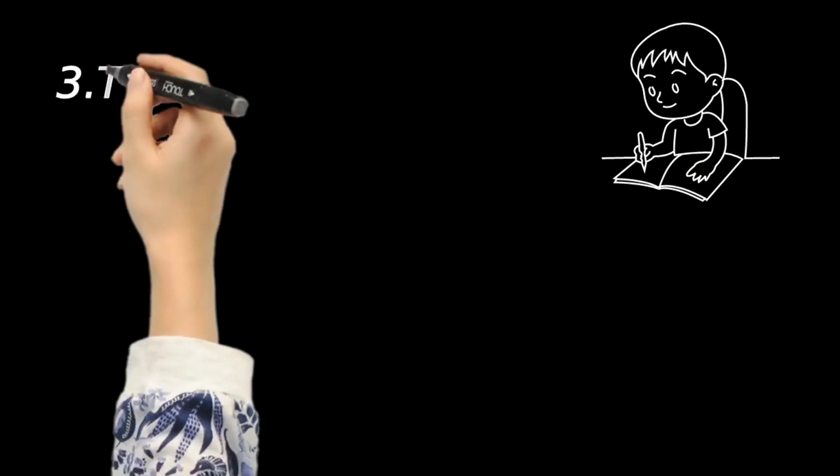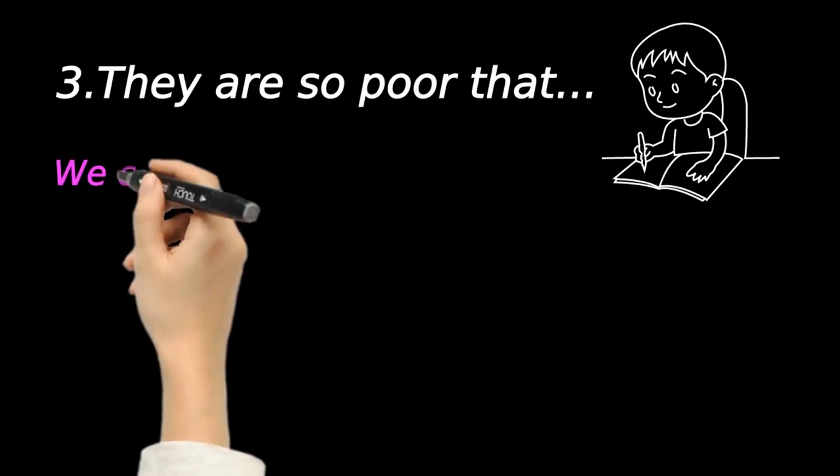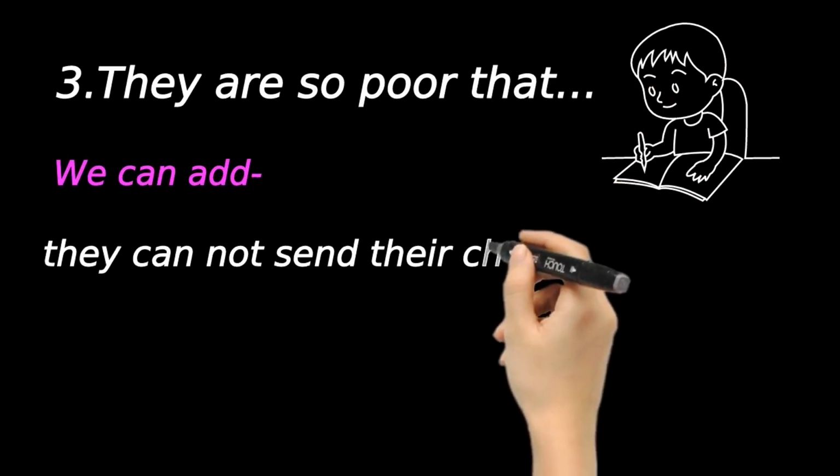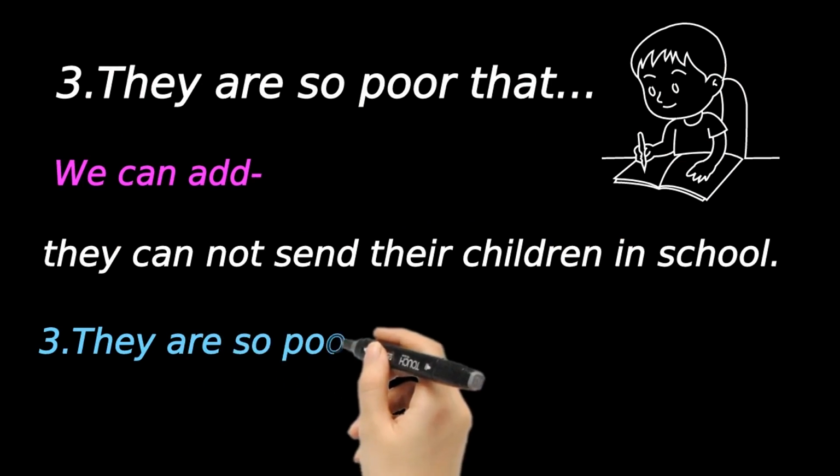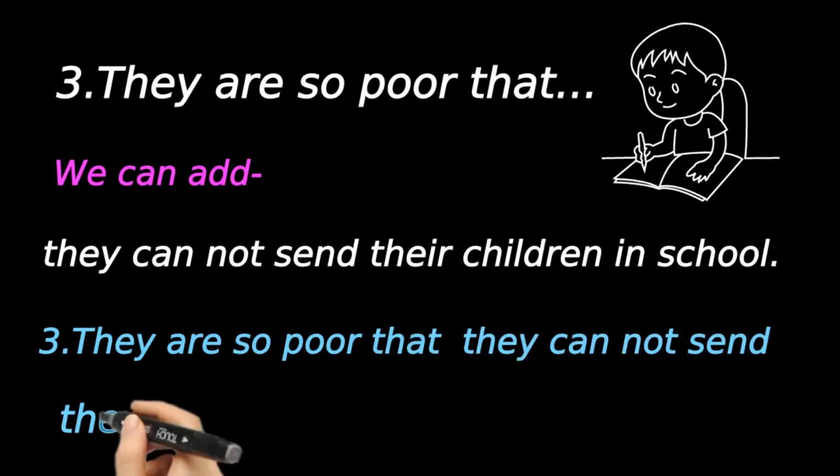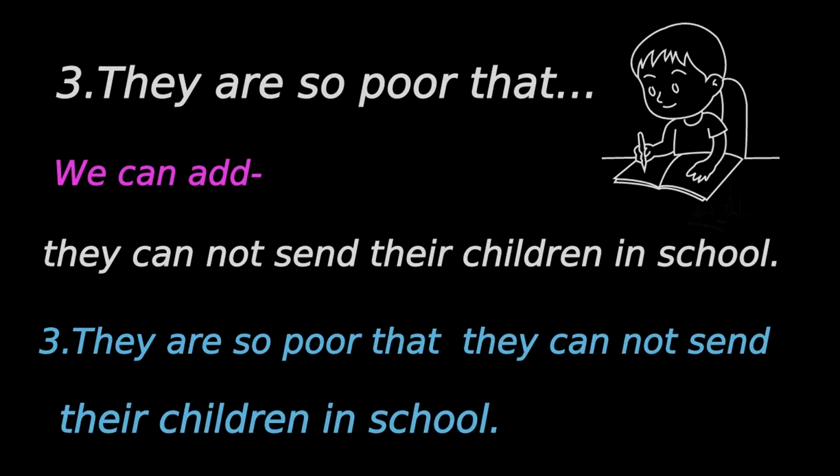Complete the sentence 3. They are so poor that. We can add, they cannot send their children to school. Therefore, 3. They are so poor that they cannot send their children to school.